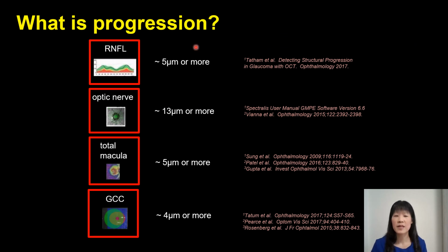Now, what are the progression thresholds for the other regions of interest? For example, for the optic nerve, 13 microns or more is significant. This makes sense because the neuroretinal rim is usually thicker than the nerve fiber layer, so normal test variability is more, and it's easy to remember 13 because that's an unlucky number, right? 4 to 5 microns is true for the total macula and GCC layer according to the literature.